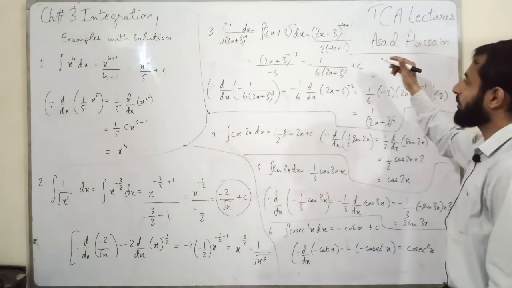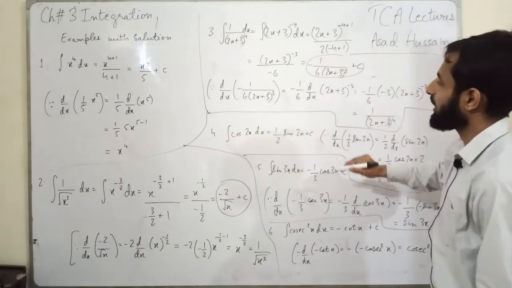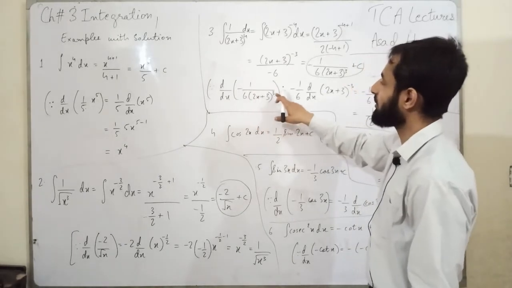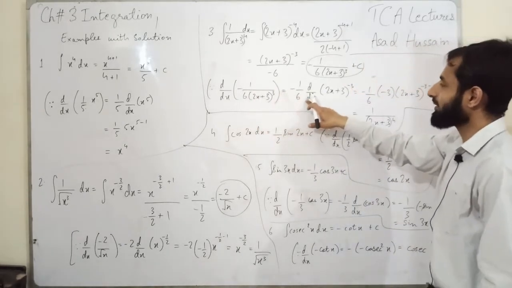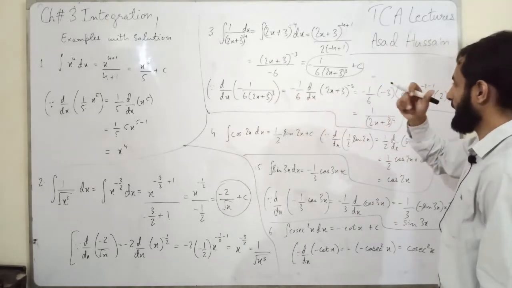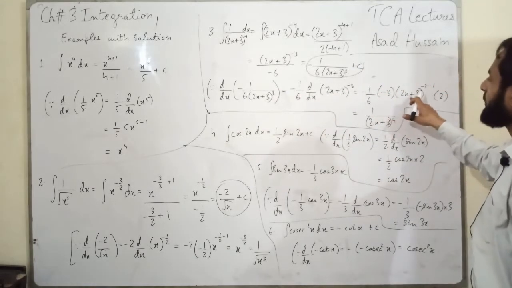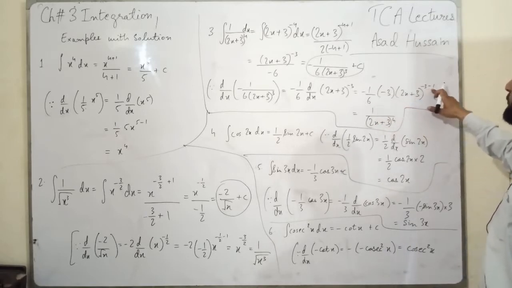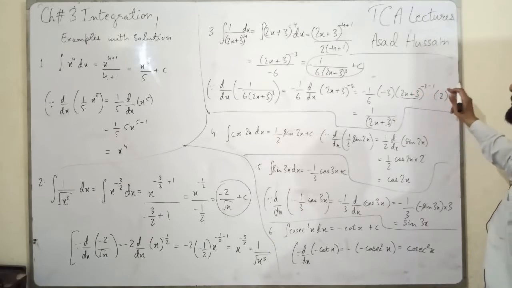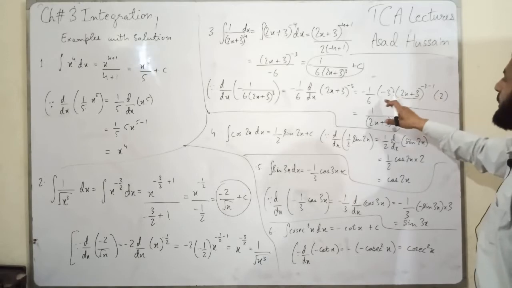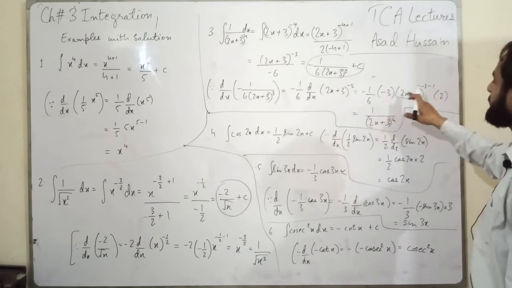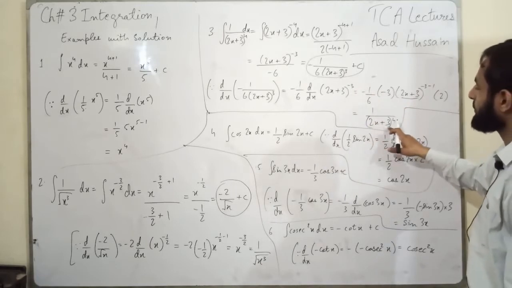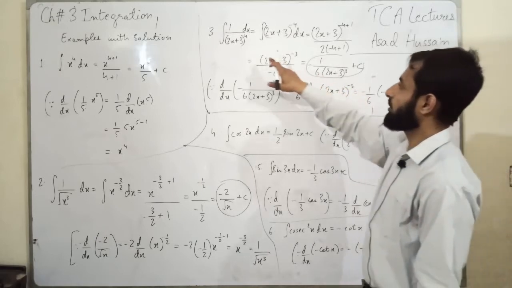To verify this, we will take the derivative of this answer. By taking the derivative, we have minus 1 over 6 into (2x plus 3) raised to power minus 3 is equal to minus 1 by 6 times the derivative of (2x plus 3) raised to power minus 3. The derivative of this would be minus 3 into (2x plus 3) raised to power minus 3 minus 1 into derivative of the function under power, which is 2. 6 is cancelled by minus 3 and 2. Minus into minus would be positive. So the answer is 1 over (2x plus 3) raised to power 4, which is equal to our question.